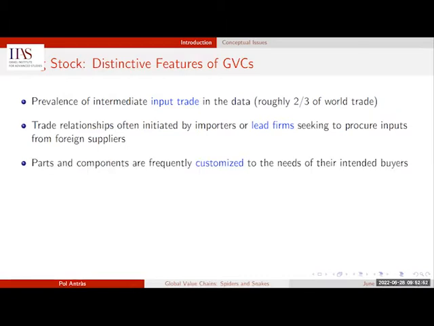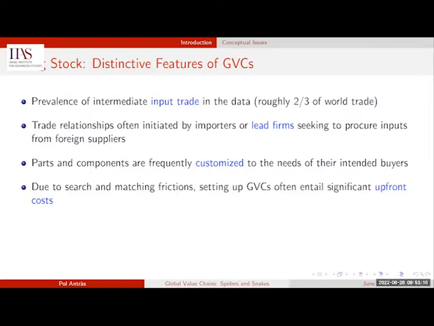Things I'm going to be less focused on today, but I've done work on, are issues of customization. It connects to the fact that I just showed you, but very often these inputs, the wings of a plane, you can't just plug into an Airbus. The chips are customized to the end users. The car parts are obviously customized to the end user. These are very often very shallow markets. So customization is important.